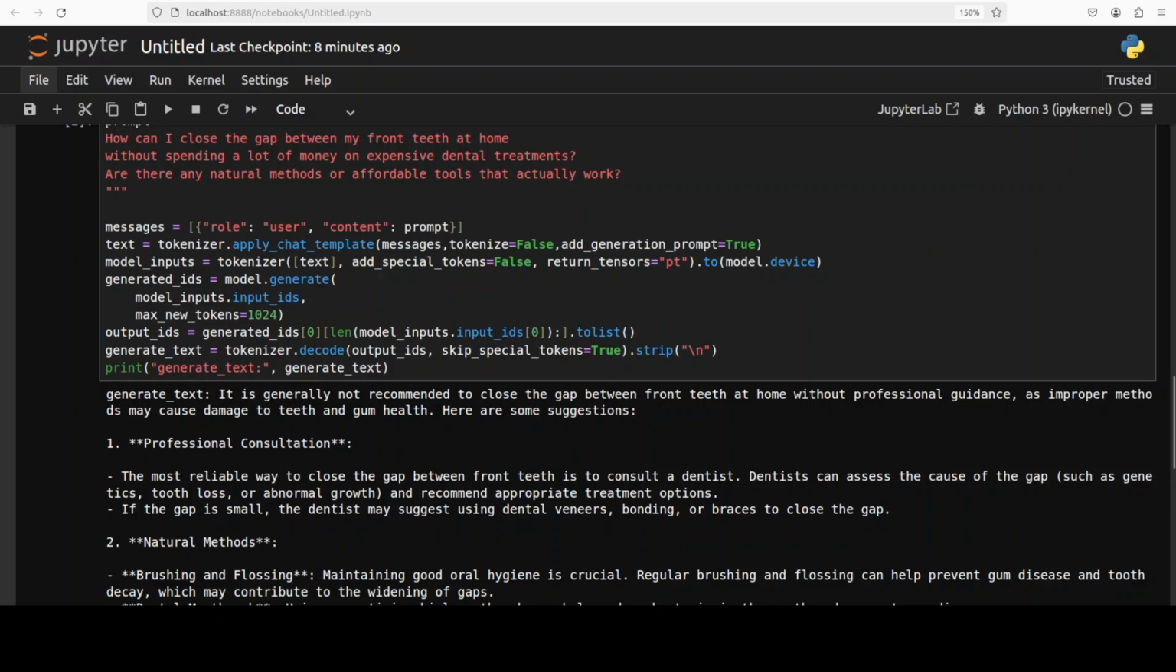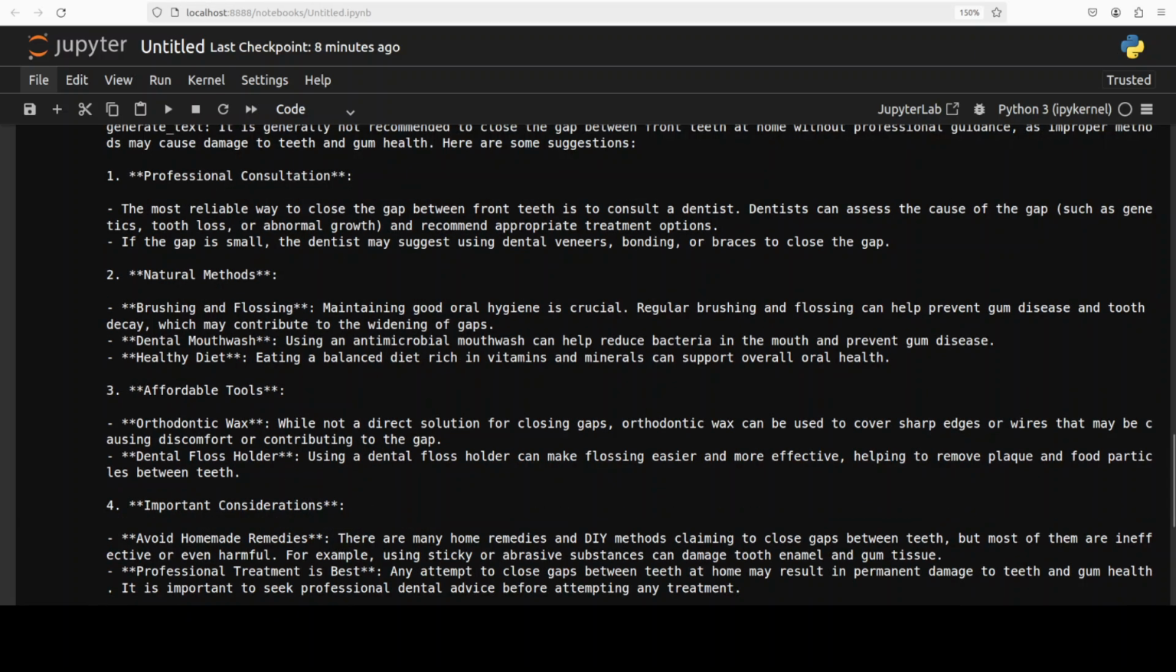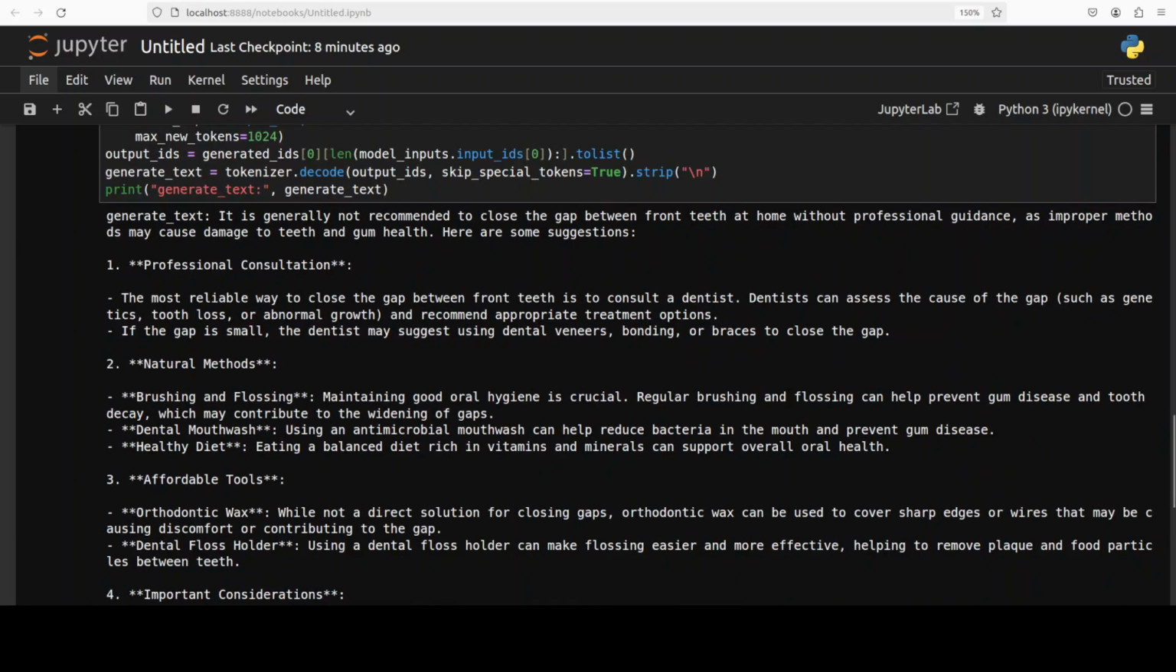So the model has thought long and hard, and took around 2 minutes to come back. If you look at the response, it's quite good actually. It has done thinking, it has done reasoning, but it hasn't produced thousands and thousands of lines. It has given us a pretty coherent answer. It is telling us that it is generally not recommended to close the gap between front teeth at home without professional guidance. That is what I was expecting, that we shouldn't be asking models for this kind of medical advice, and models shouldn't be providing it straight up.